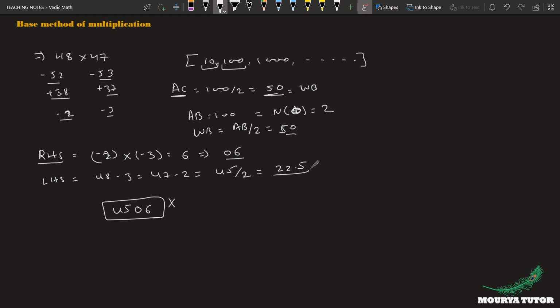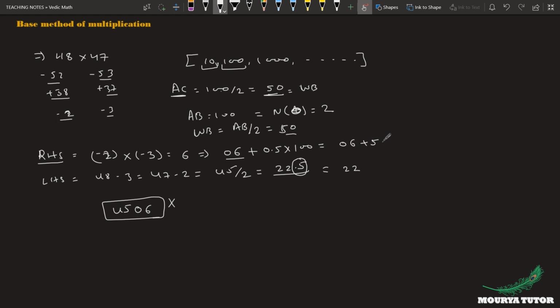Now the LHS cannot be a decimal number, so we will take only the integer part. 22 will be the LHS. So what do we need to do with the 0.5? This will be part of the RHS. But we cannot add 0.5 directly. What we need to do is multiply it by the actual base. The actual base is 100.